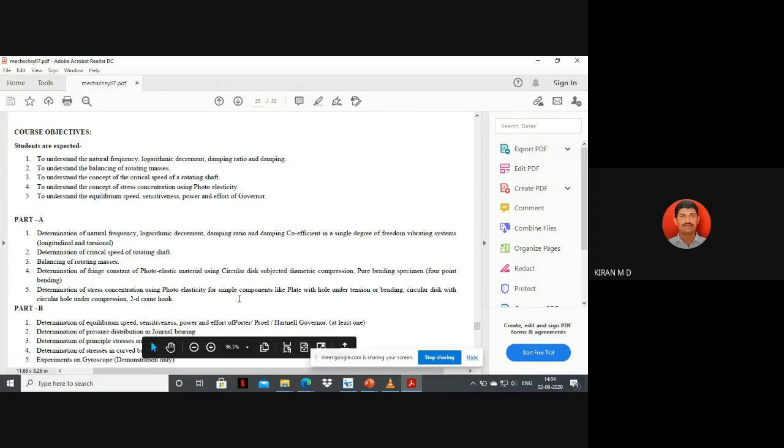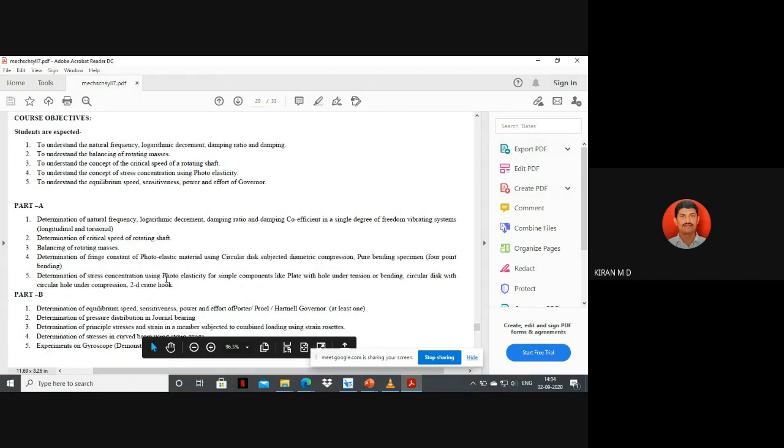Next is determination of stress concentration using photoelastic material. Using this photoelastic concept, we are going to find the stress concentration factor. Then again, the crane hook, using the curved beam experiment for the crane hook using this photoelastic material. Okay, these are the part A experiments.